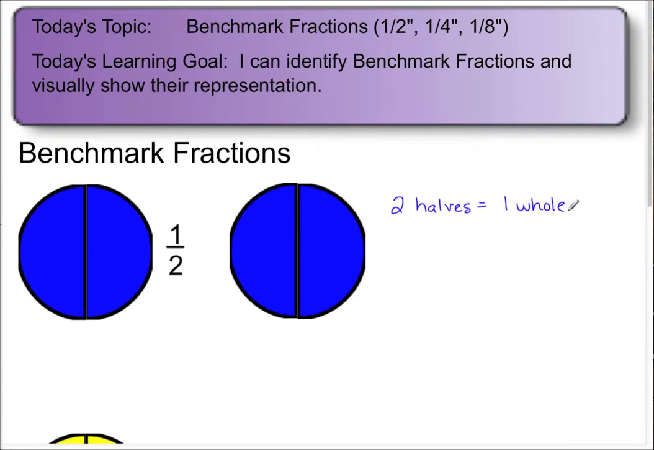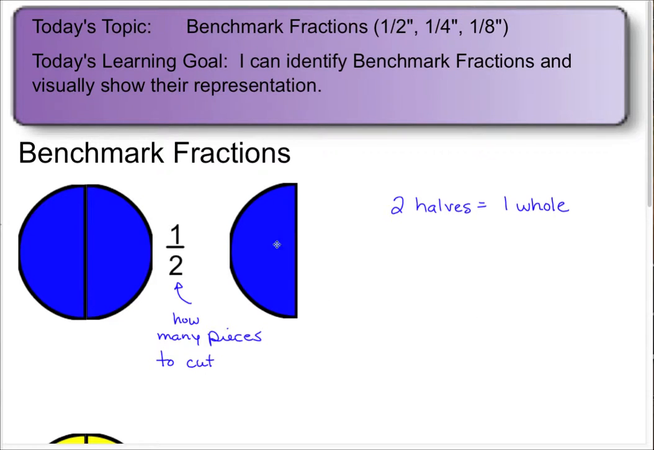That's because we got a half by just cutting it into two. So the bottom of a fraction tells us how many pieces to cut the whole into. Now the top tells us how many pieces we have. So this technically is two halves here. To have one half, I have to get rid of one of these pieces. So I'm just going to hit delete and that's gone. This is actually one half right there.